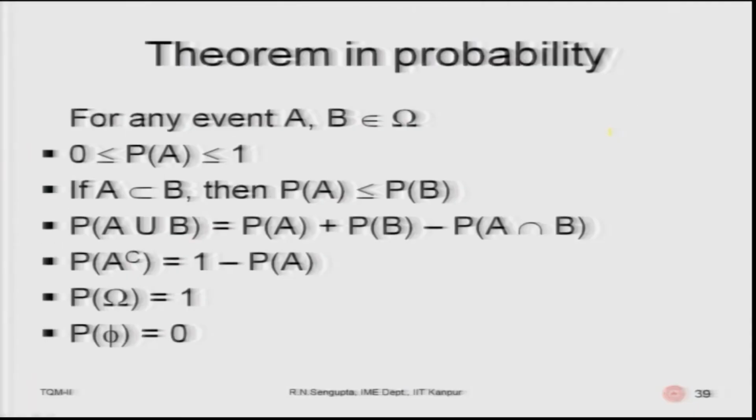answer. So, a theorem in probability is that for any events A and B being members of the universal set, the probability of any event is always between 0 and 1.